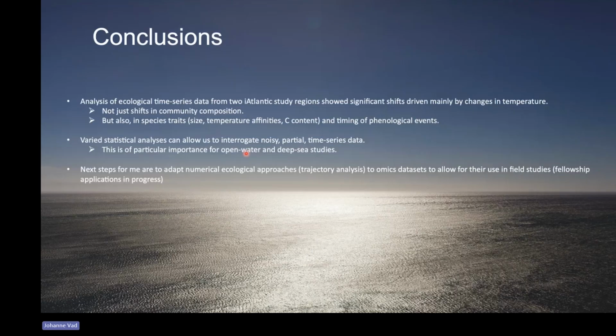In conclusion, this has been a bit of a whirlwind tour of my two iAtlantic study regions, but I hope you've seen that we've found really significant shifts in both study regions, and these have mainly been driven by changes in temperature. These shifts are not just shifts in community composition, but also in species traits: their size, their temperature affinities, as well as their carbon content. And we've also seen changes in the timing of phenological events.